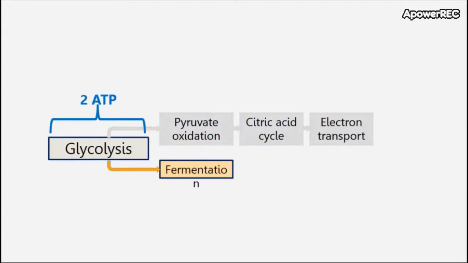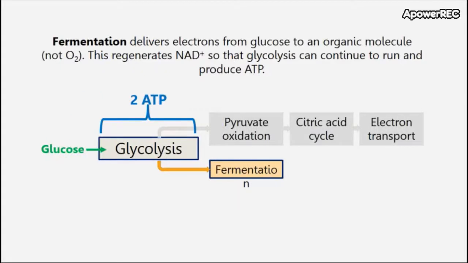But without the electron transport chain, it is futile to attempt to do pyruvate oxidation, the citric acid cycle, and electron transport. Instead, fermentation delivers electrons from glucose to an organic molecule, so not oxygen. And remember, oxygen was called the terminal electron acceptor in cellular respiration. And the definition of fermentation is that this is a catabolic process which uses an organic terminal electron acceptor.